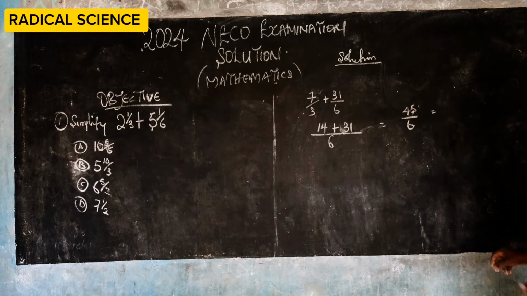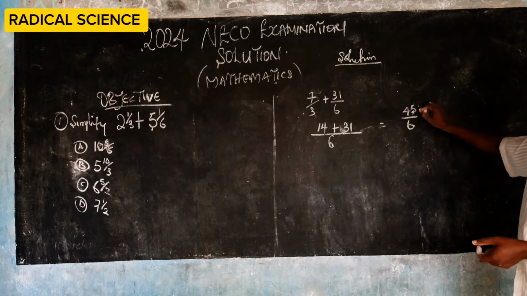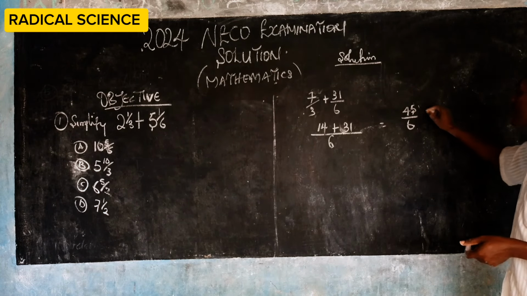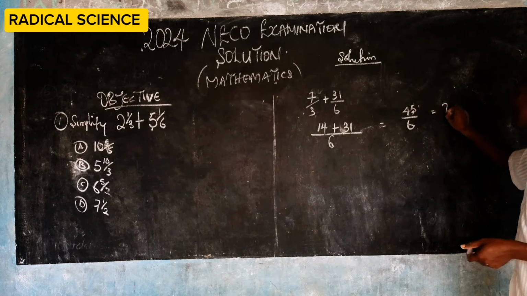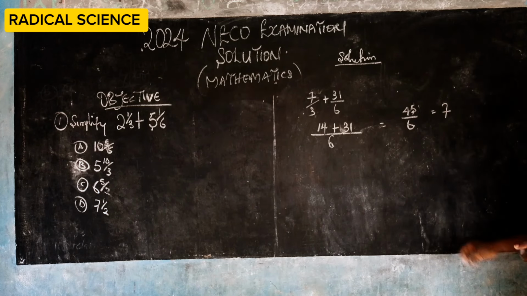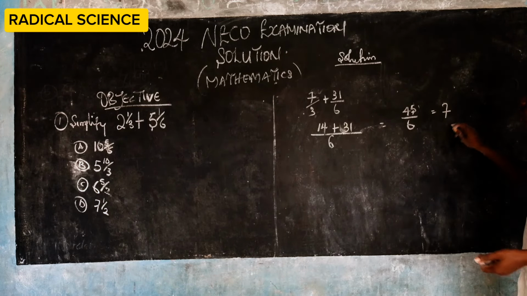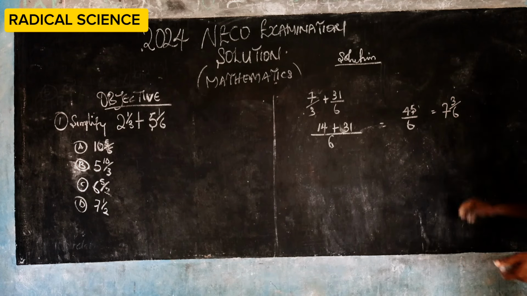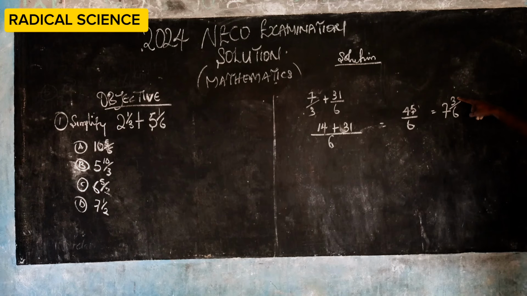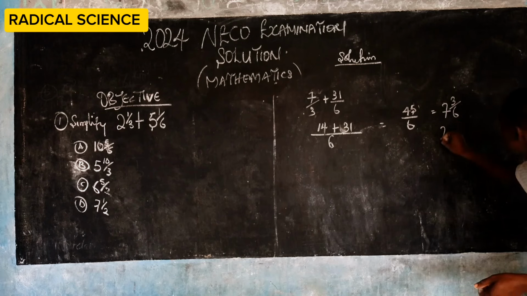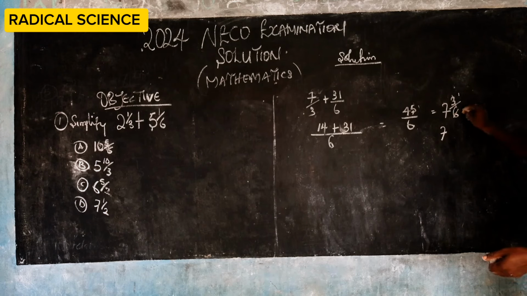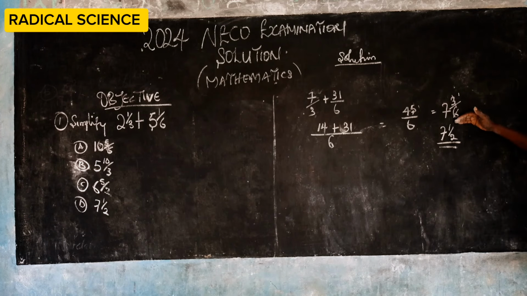What I will do is I will convert this to mixed fraction. It will give me 6 divides 45 is 7, because 6 times 7 is 42. Remainder 3 over 6. We can reduce this to the lowest term. 3 divided by 3 is 1, and 6 divided by 3 is 2. I have that my answer is 7 whole number 1 over 2.